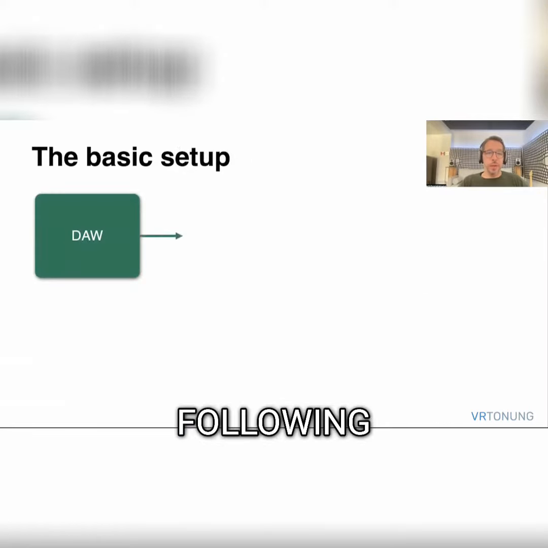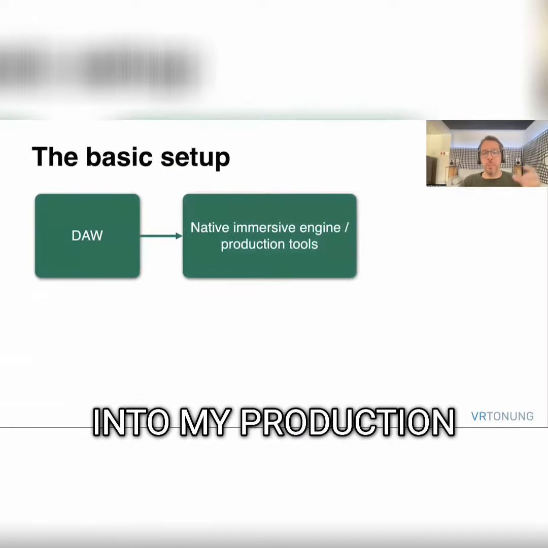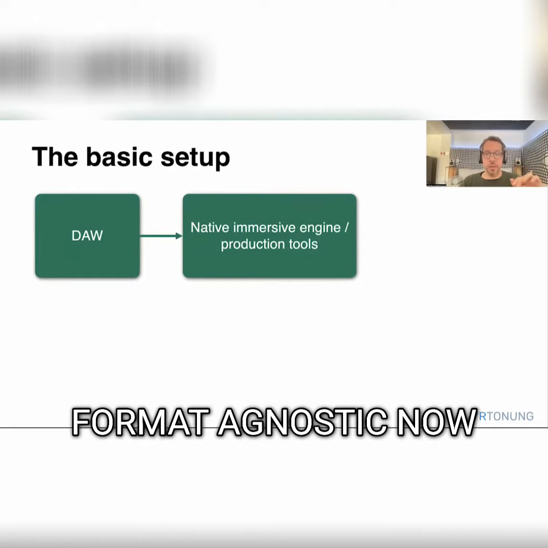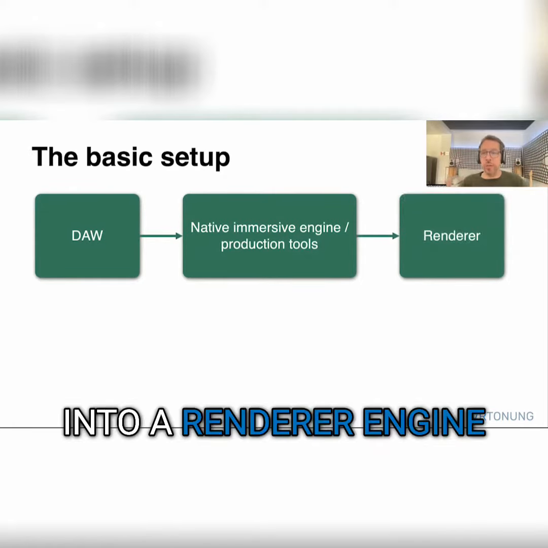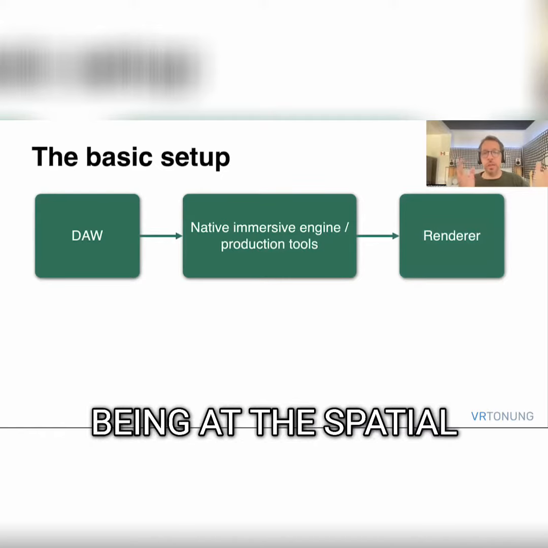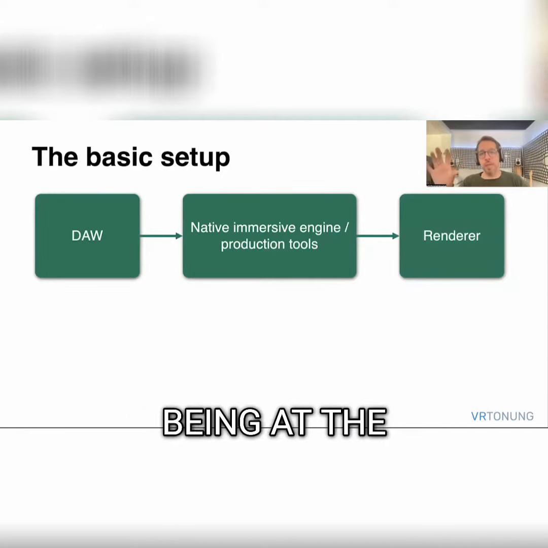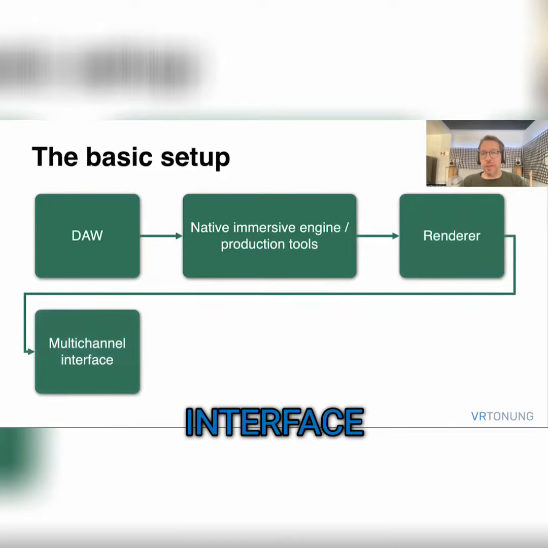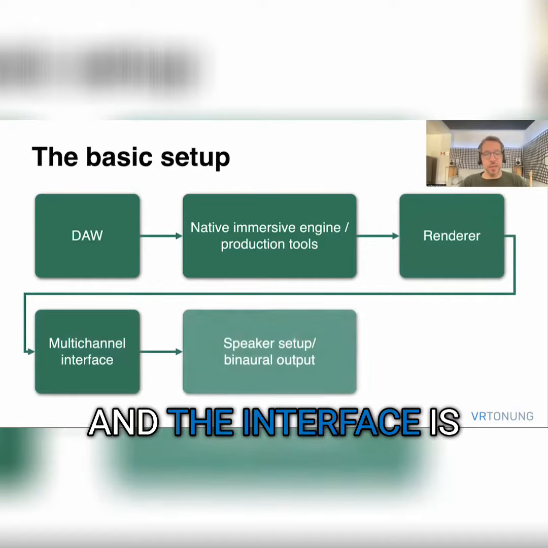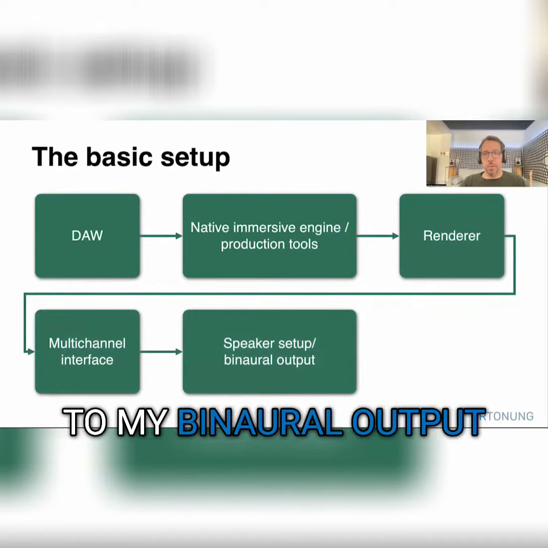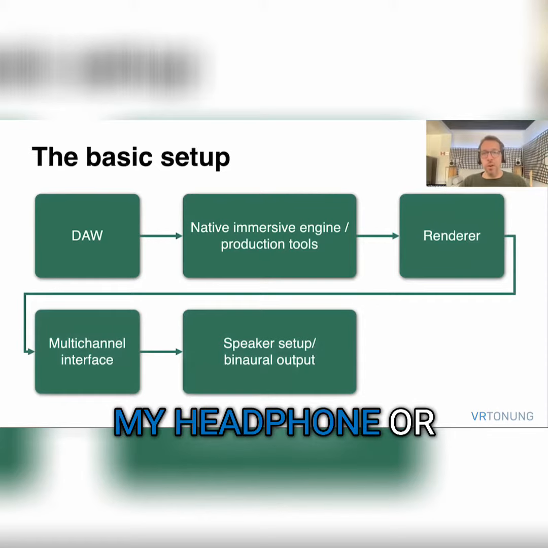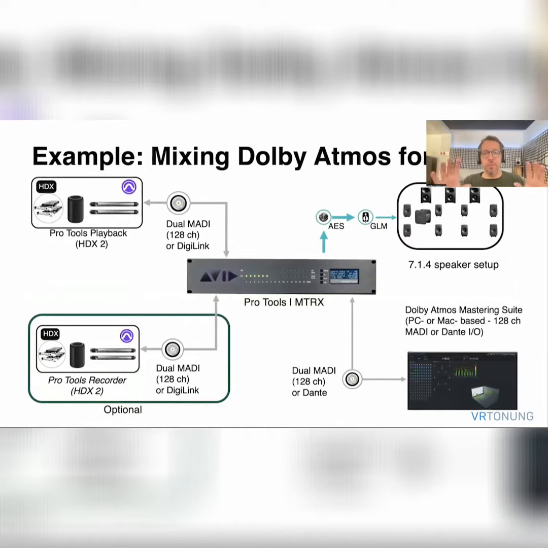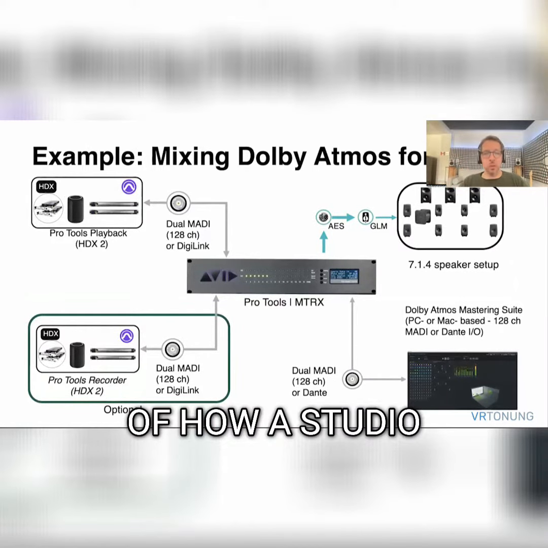The setup is the following. From the DAW, it goes into my production tools, into the immersive engine, the renderer, and this is format agnostic now. It goes into a renderer engine, being the production suite, being the Spatial Audio Designer, being the Fraunhofer tool, being the Auro engine. And then it hits a multi-channel interface. And the interface is then set up either to my binaural output, which could be my headphone, or could be the speakers. This is a very, very rough example of how a studio could look.